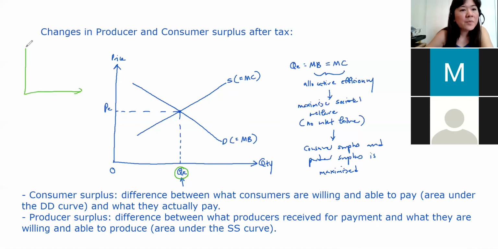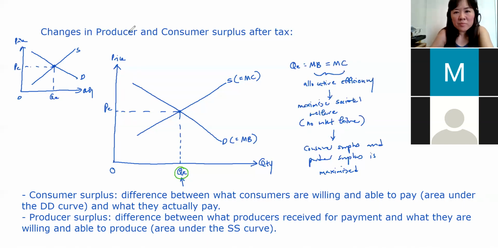Give me a minute. Let me just erase this one here and put this in for consumers. So this is my price and my quantity, supply and demand, and this is the equilibrium price and quantity.